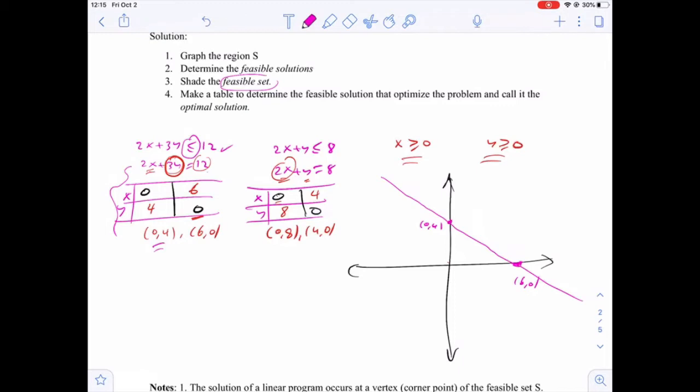Now for the pink colored line, the first line, is the solution above that line or below? In order to determine, we choose a test point like 0, 0, and we see if that point satisfies the inequality, then the solution is below that line. If it does not satisfy the inequality, then the solution is above the line. So let's substitute 0, 0.